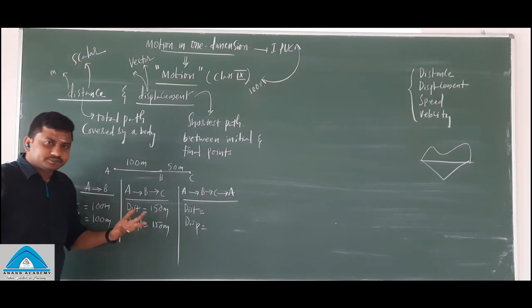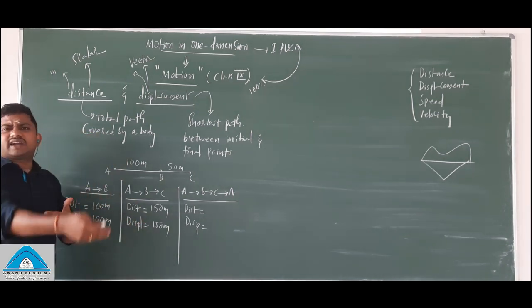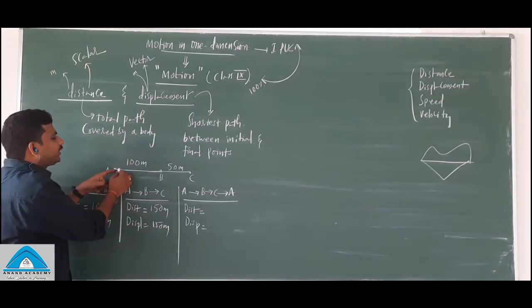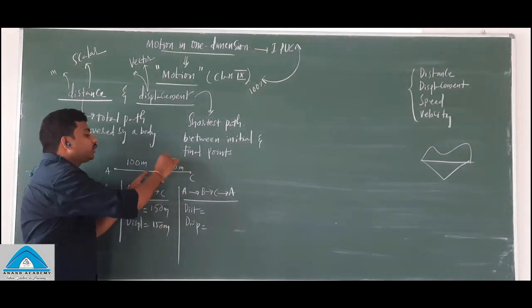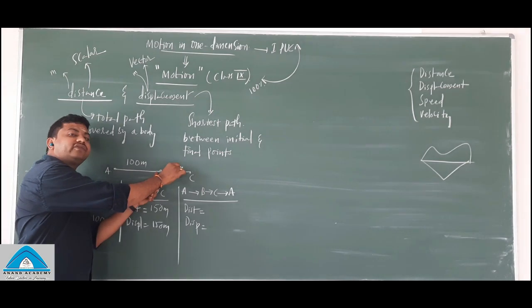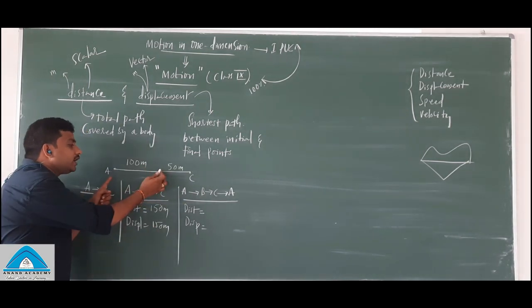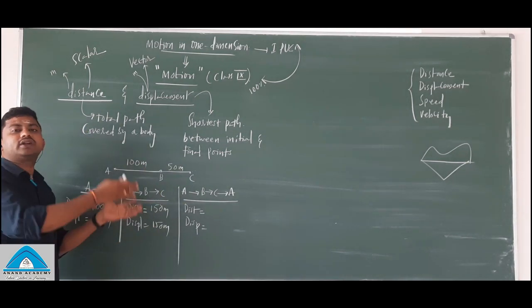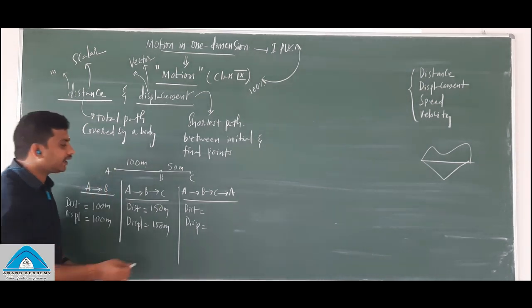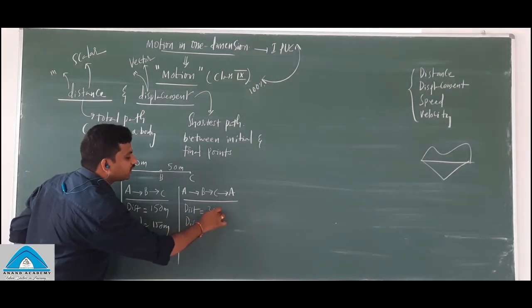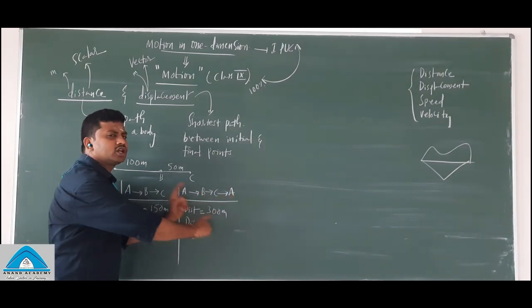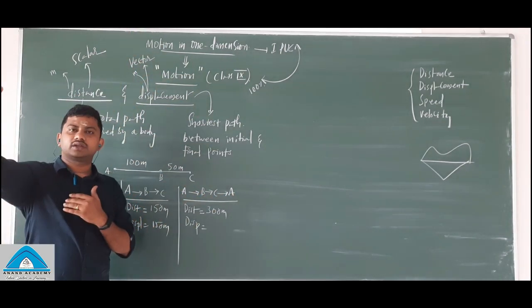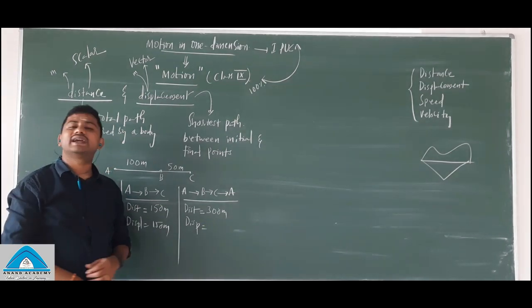What is the distance? Total path traveled. How is it traveling? A to B 100, B to C 50, total 150. C to B 150, right? 150 plus 50, 200, and B to A again, 200 plus 100, it's 300. Understand? So you can check A to B how much, B to C how much, C to A how much, count everything, add everything, right? So this is 300 meters.